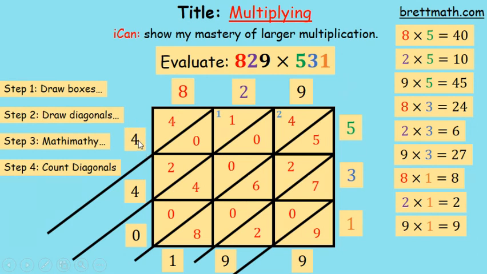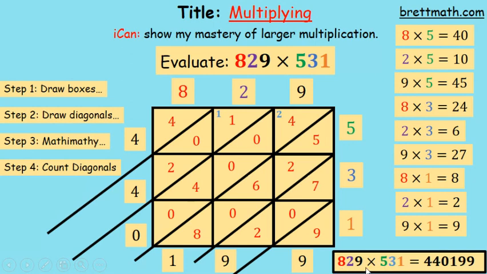That gives me an answer of 440199. So 829 times 531 is 440,199.